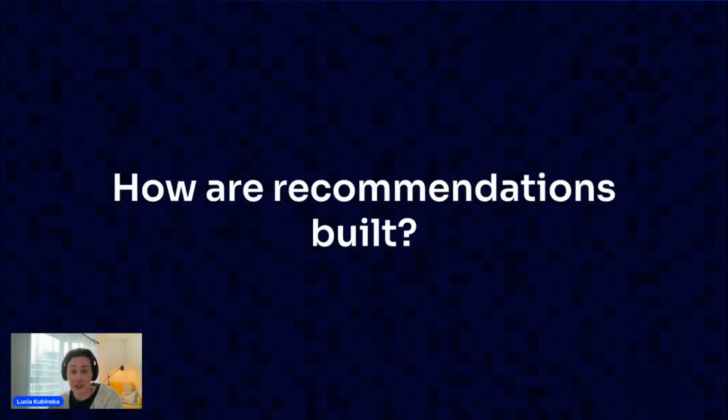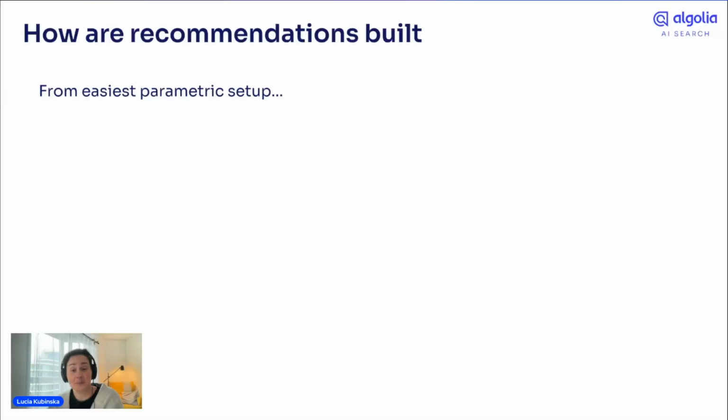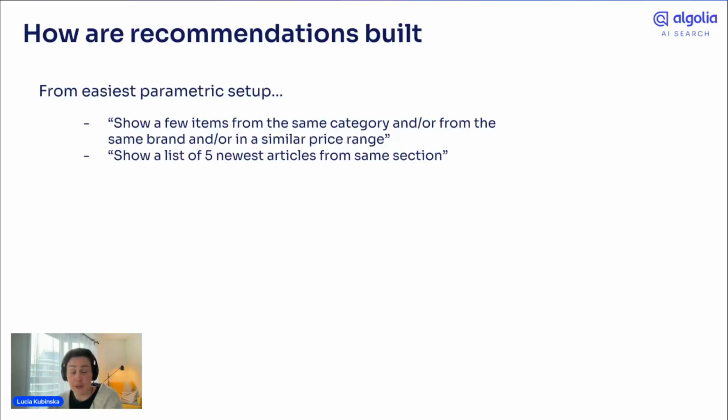How are recommendations built? In my experience, there are 3 main levels of what recommendations can be. First, it's human-controlled recommendations based on subjective decisions, rules, and parameters. An example could be a carousel simply made of products that are from the same category within similar price range and from the same brand. There is no machine learning behind such recommendations, and they might be less relevant.